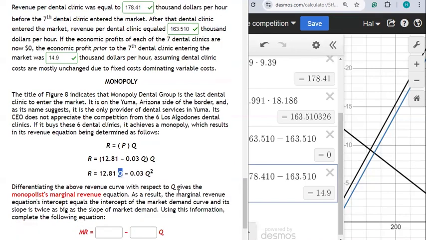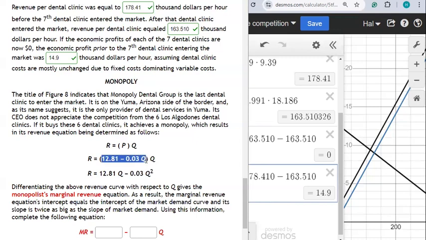Now, differentiating the above revenue curve with respect to Q, you need a little calculus for that, gives you the monopolist marginal revenue. So remember what I said about marginal revenue. When you think marginal revenue, think slope. The only problem is we have a revenue equation that has a linear component and a quadratic component. If we didn't have the quadratic component, this would be the marginal revenue, but we have this quadratic component. Now, fortunately, there's a rule here. When your demand is linear, your revenue will be quadratic.